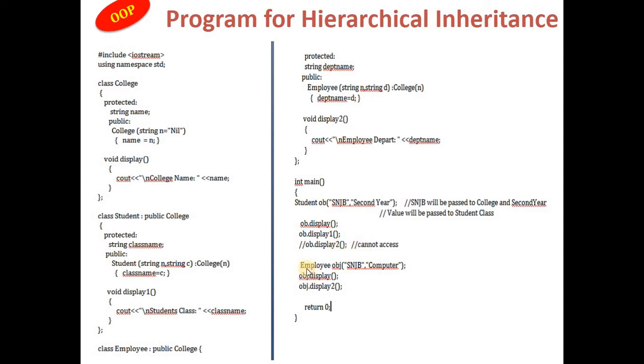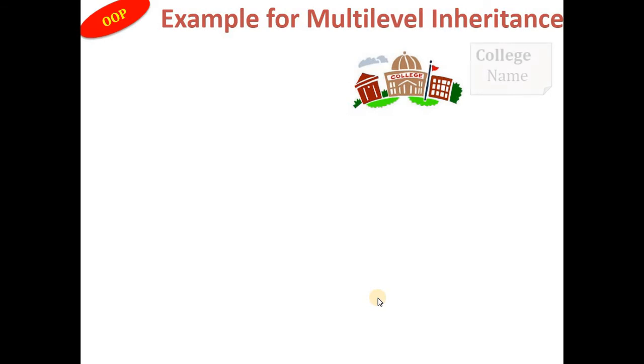In the similar manner, when you are creating an object of employee class, you are passing two parameters, one that is SNJB and second that is computer. So when you display, this is department name and first is the college name. obj.display will call the display function of college class and obj.display2 will call the function of the employee class. Using the object of derived class employee, you are accessing display function of the base class. So this is an example of multiple inheritance. Now, hierarchical inheritance.